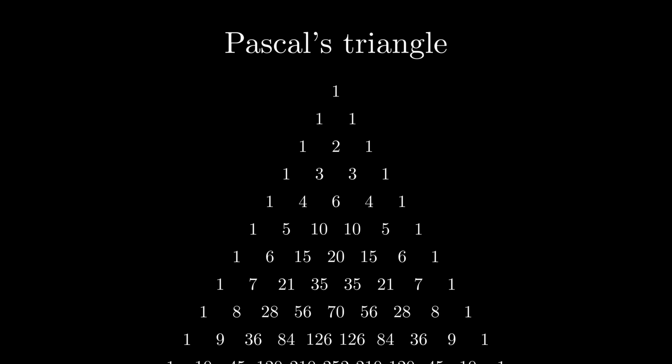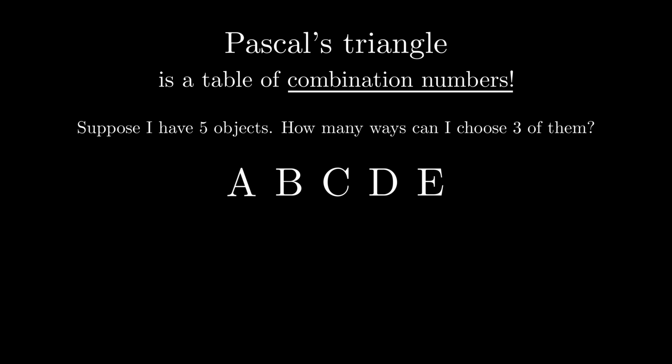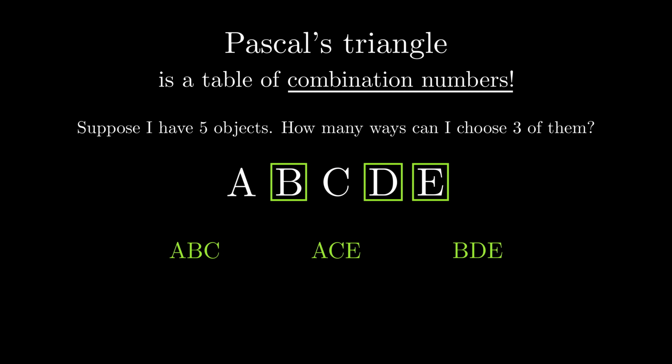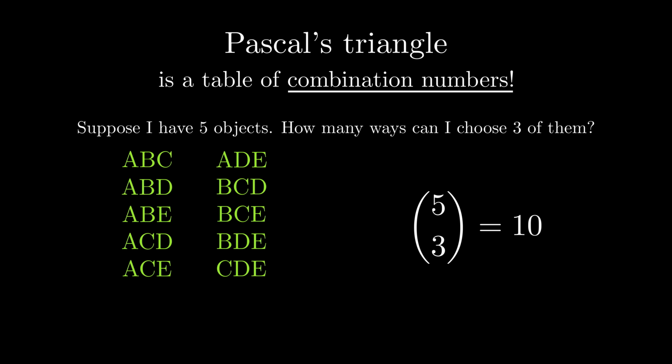What you may or may not realize is that this is actually a table of combination numbers. For example, suppose I have 5 objects. How many ways can I choose 3 of them? You could choose these 3, or these 3, or these 3. Because we don't care about the order, choosing A, B, and C is the same as choosing C, B, and A. In this case, we find that there are 10 different ways to choose 3 from the 5. And so we say that 5 choose 3, usually written like this, is 10.